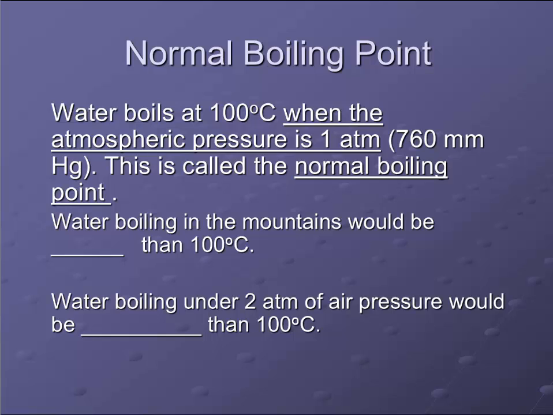So what's a normal boiling point? Water boils at 100 degrees centigrade when the atmospheric pressure is defined as normal pressure, 1 atmosphere or 760 millimeters of mercury. That's called the normal boiling point. But water boiling in the mountains would always be what? Warmer or cooler than 100 degrees centigrade? And water boiling under 2 atmospheres of pressure would always be what? Warmer or cooler than 100 degrees centigrade?